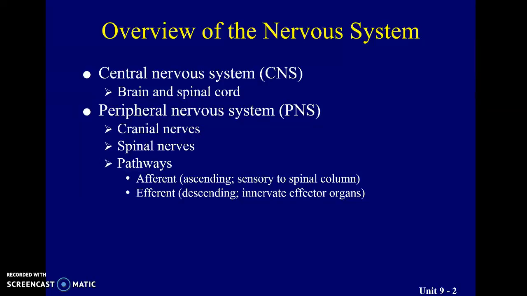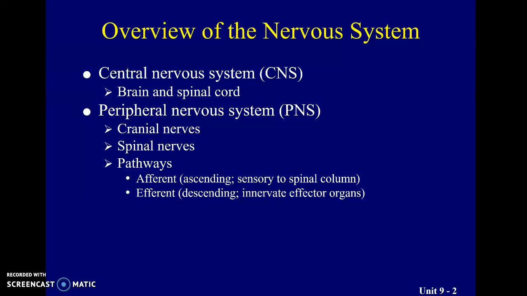And what's going to go directly to and from the spinal cord, or approximately to and from the spinal cord, are cranial nerves and spinal nerves. A nerve, by definition, is a bundle of axons in the peripheral nervous system. As we'll see, bundles of axons in the central nervous system are referred to as tracts.